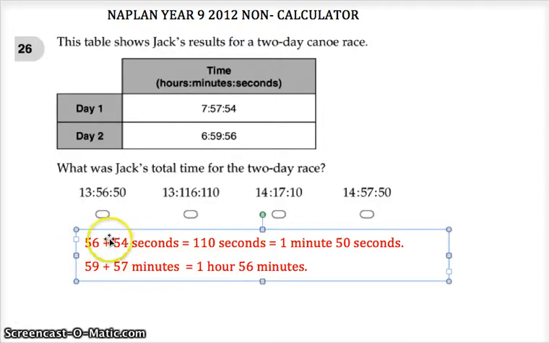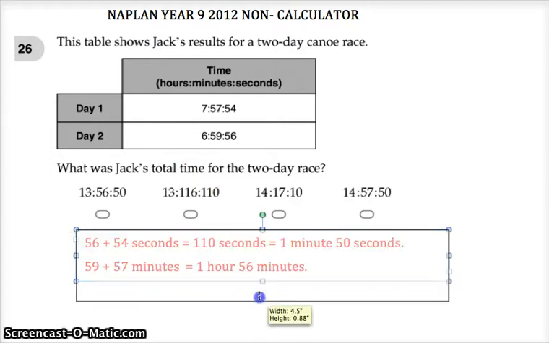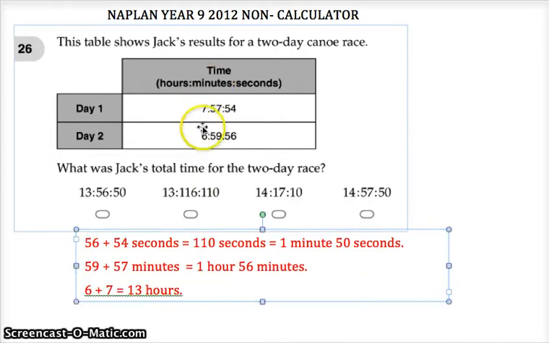We could have actually done the same thing up here. We could have taken 4 seconds from the 54 and added them to the 56 and got 60 seconds plus 50 seconds, which is 1 minute 50 seconds. So far we've added the seconds together and got 1 minute 50 seconds, and we've added the minutes together and we've got 1 hour 56 minutes. Now we can add the hours together. We've got 6 hours plus 7 hours is 13 hours.